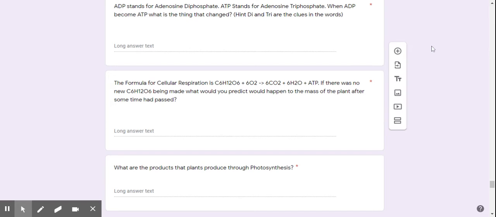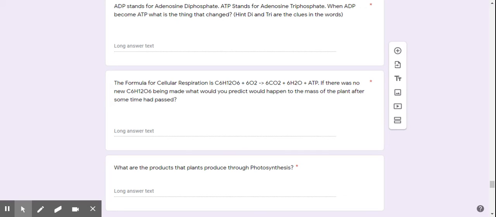And then we're going to have two more questions. The formula for cellular respiration is C6H12O6, otherwise known as glucose, plus 6 oxygen, and it's going to give us 6 CO2 plus 6 H2O plus some ATP. If there was no new C6H12O6 being made, what would you predict would happen to the mass of the plant after some time passed?